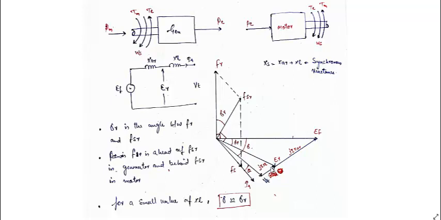This is very important to consider, that delta R will be the same as this delta if XL is not taken into consideration. Here we have already neglected the resistance of the machine. So what I mean to say is that for a small value of XL, delta is equal to delta R. So we can say that this delta R is the same as the delta which is between this EF and this VT. That's why I have drawn this phasor diagram, so that you will understand the relation of this delta R and delta.